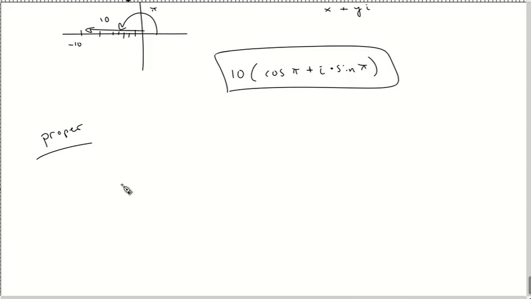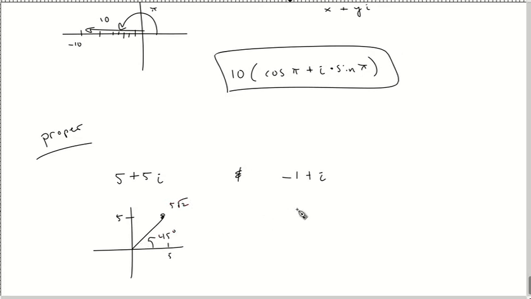So I've got, again, 5 plus 5i, and I have -1 plus i. On the graph, this is over here at 5, 5, okay? And so you can see what's going on. This is a 45-degree angle, and I'm actually going a distance of 5 square root 2, okay?